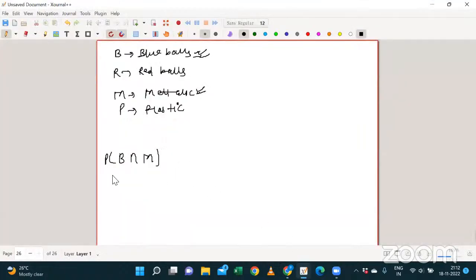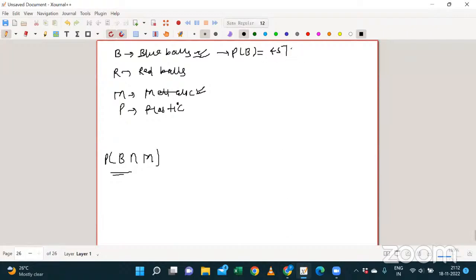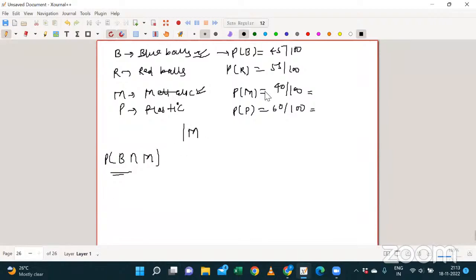To find this, what is the probability for blue balls? It's 45%. And for red? 55%. The probability of being metallic? 40%. For plastic? 60%. Either it will be metallic or plastic. And one more thing is given to us: of all the metallic balls, 60% are red. That means, given metallic, the probability of red is 60%. So far it is clear?